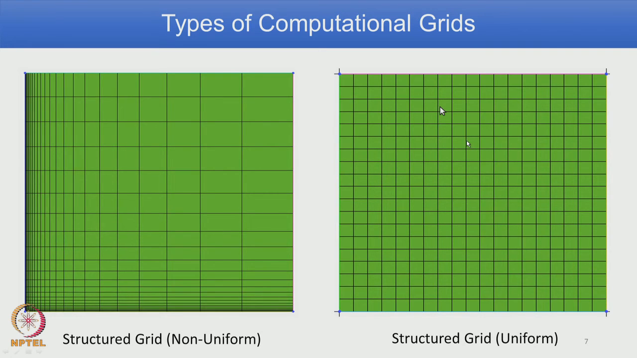So, for a problem where you do not want to have a uniform mesh throughout, in some region it is possible to have a combination of structured meshes. In some region you can have a uniform mesh, structured grid still, in some other region you can have a non-uniform mesh, structured grid still. So, this combination also one has to decide, where to have a fine mesh, where to have a coarse mesh.